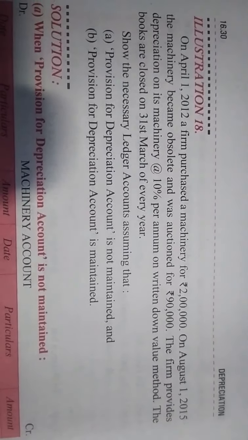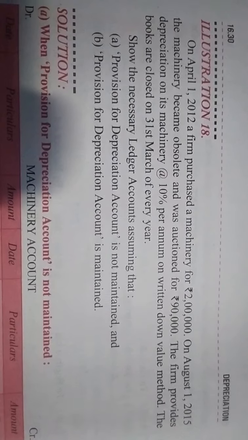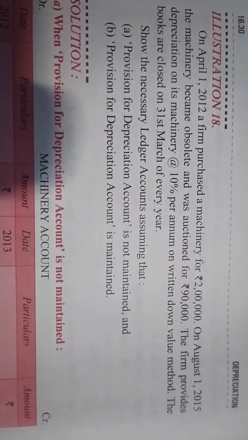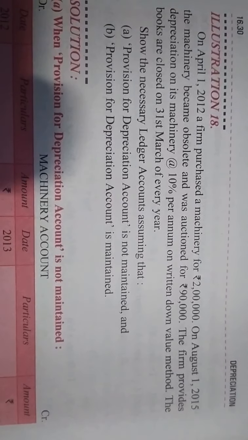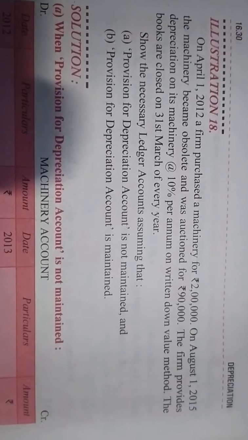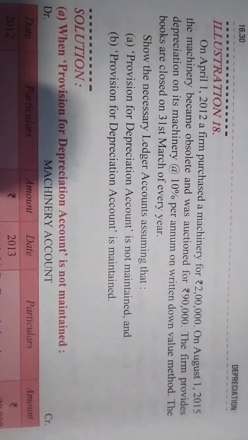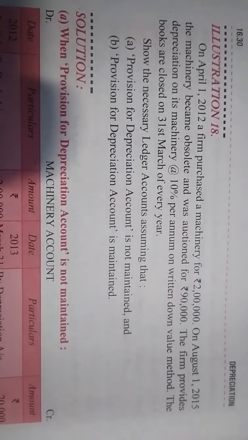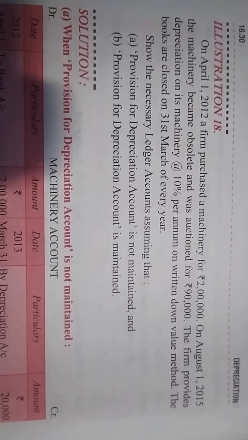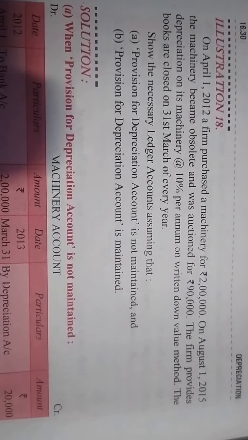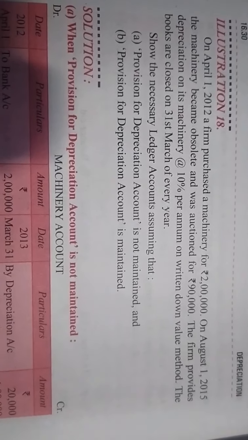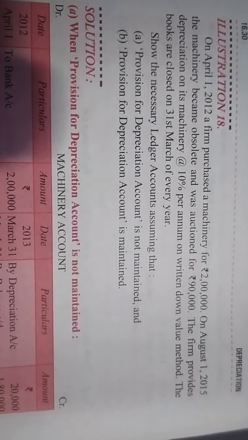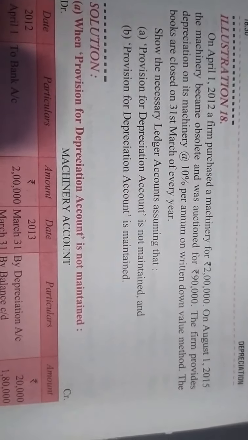Just reading out the question. On 1st April 2012, a firm purchased a machinery for rupees 2 lakh. Keep in mind the cost of the machinery purchased on 1st April 2012 was 2 lakh rupees. On August 1st, 2015, the machinery became obsolete, means scrap, and was auctioned, means it was sold, for rupees 90,000. Keep the date in mind, August 1st, 2015.